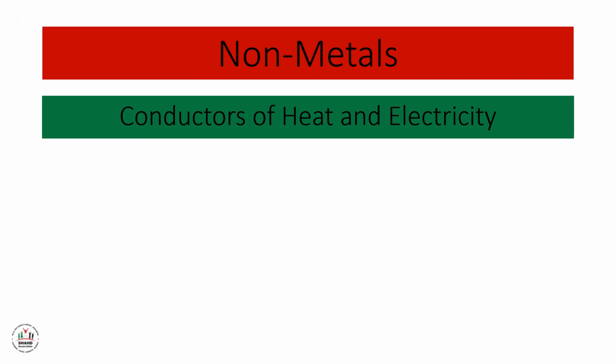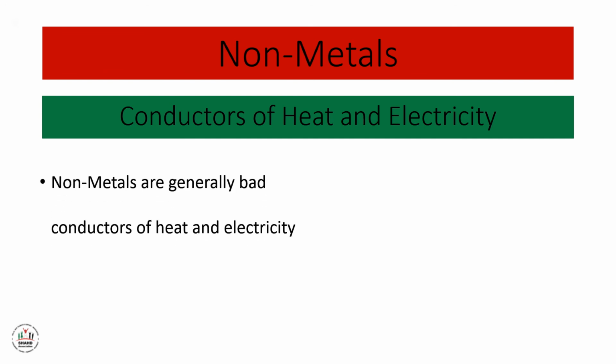The final property of nonmetals is about conductors of heat and electricity. Nonmetals are generally bad conductors of heat and electricity. They do not allow either heat or electricity to pass through. For example, iodine.